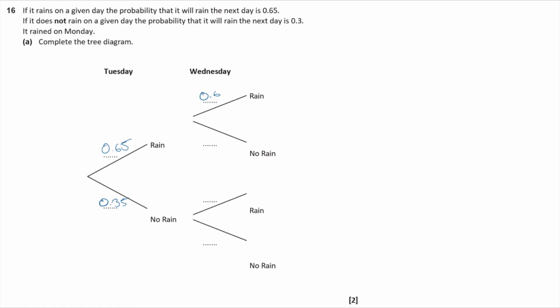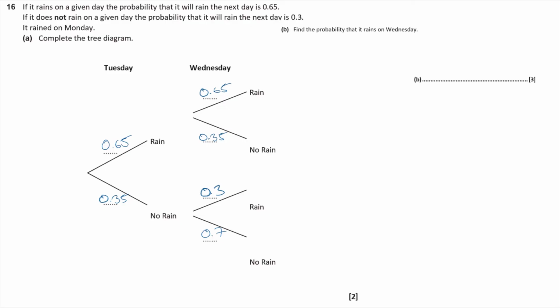It's going to be 0.65 because it rained on Tuesday, and 0.35 up here. Okay, but if it didn't rain on Tuesday, then the probability that it rains the next day is 0.3. So then that would be 0.3, and therefore the probability that it doesn't rain is 0.7. Okay, so we completed the tree diagram.